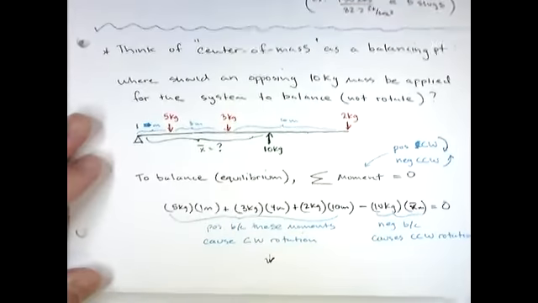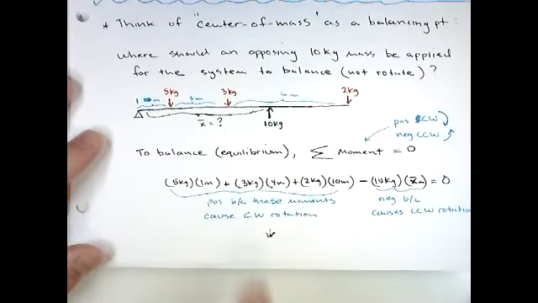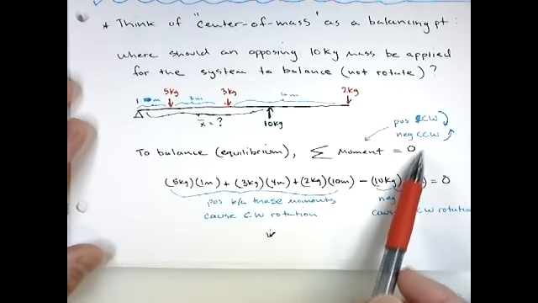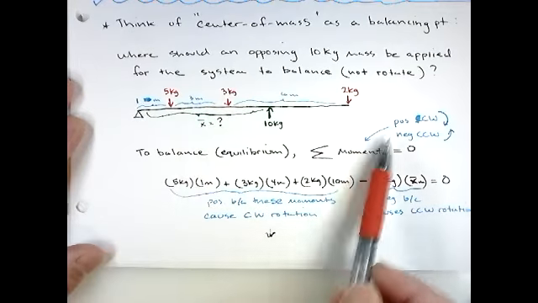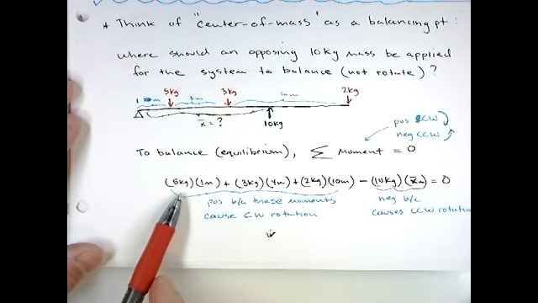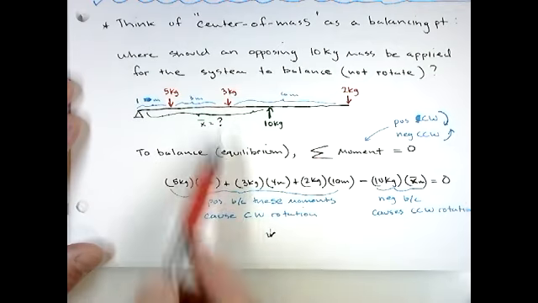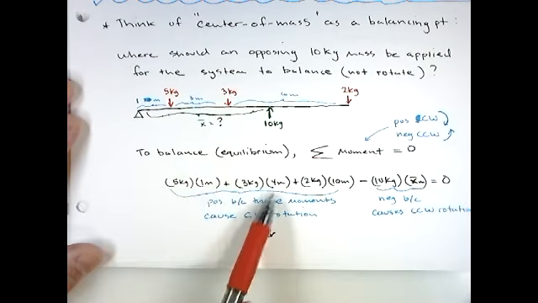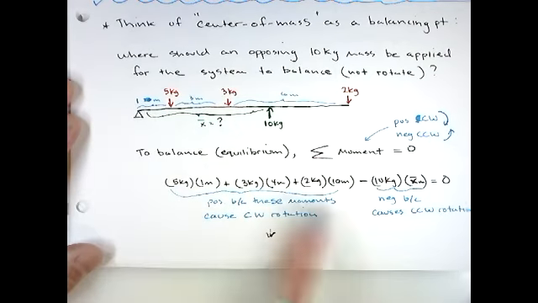So how do we find this? To balance, the sum of our moments has to equal 0. And what I mean by the sum of the moments is, all of these moments on the top are causing the system to rotate clockwise, and let's call that a positive moment. So we'll take 5 kilograms times 1 meter, mass times distance to the fulcrum, plus 3 kilograms times 4 meters, plus 2 kilograms times the full 10 meters.